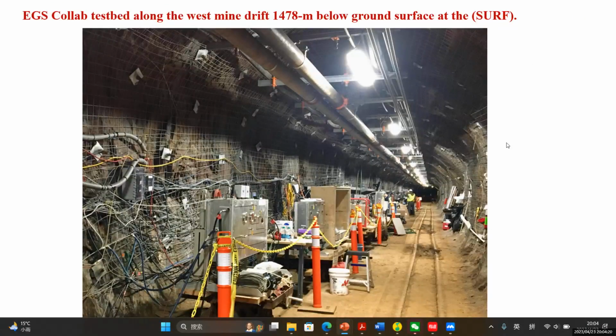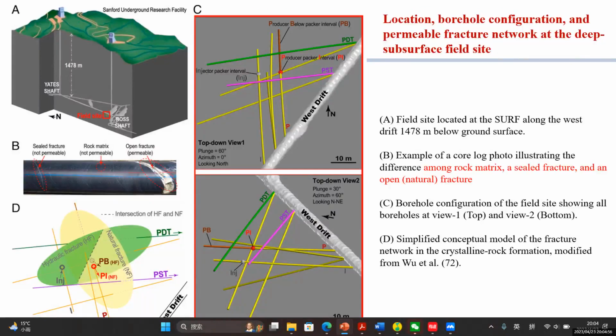So this picture shows the test bed of the entire samples. So it's named EGS, stands for Enhanced Geothermal System. This location at the SURF stands for Sanford Underground Research Facility. This picture shows the location.